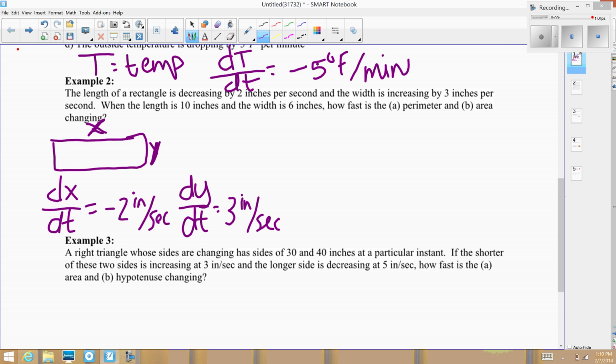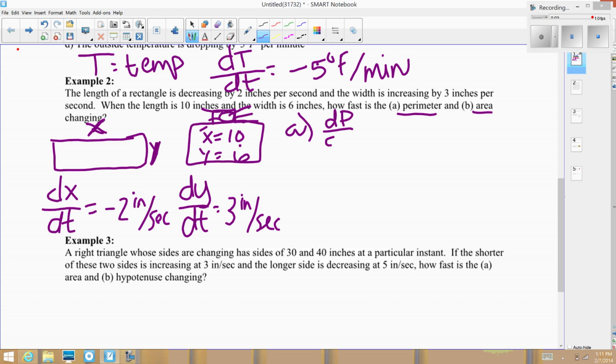So what we're doing is we're looking at one particular moment in time because it's constantly changing. We're looking at one particular moment. All right, if you want, we could say it's like the snapshot moment, right? When the length is 10 and the width is 6. So we're looking at that, you can think of it like a camera. It's a snapshot moment. Right then, how fast is the perimeter and the area changing? All right, so for part A, how fast is the perimeter changing? That's what we're looking for.